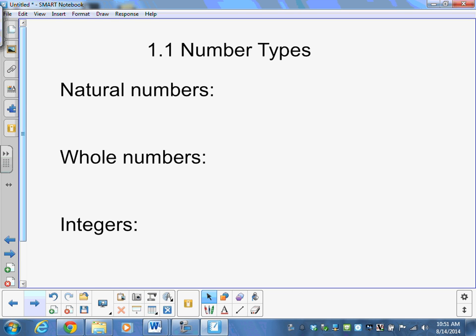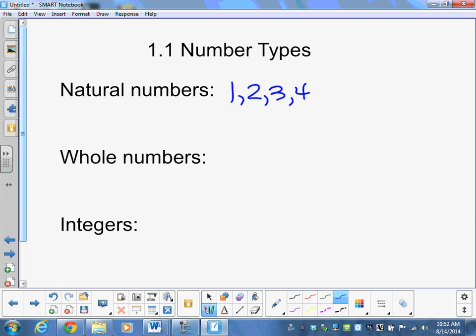The first type of number we're going to look at is natural numbers. These are also called counting numbers. These are the numbers you first learned when you were little and started counting on your own. So the number that we start with is 1, followed by 2, 3, 4, and so on forever and ever. So these numbers are positive. There are no fractions or decimals. There are no negatives. It's just the basic numbers we count with.